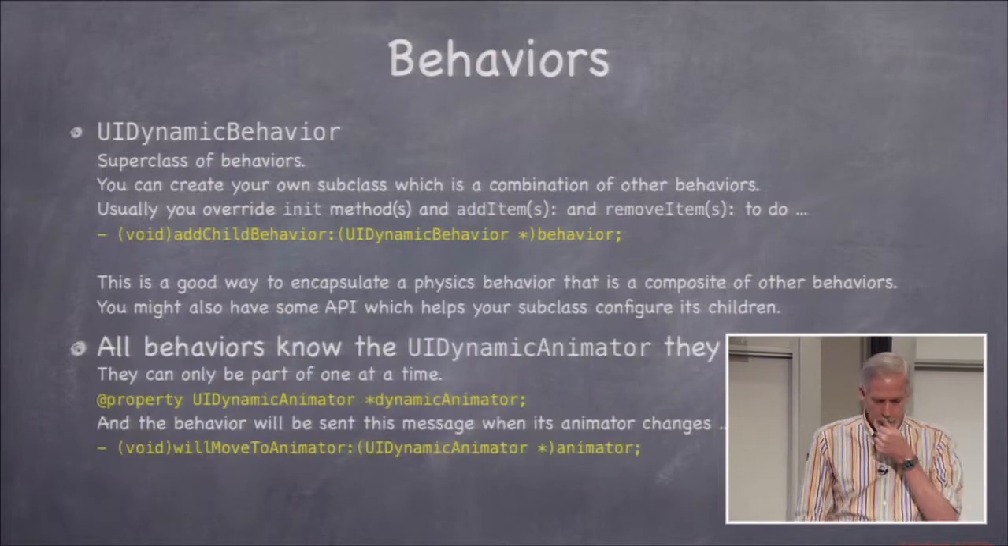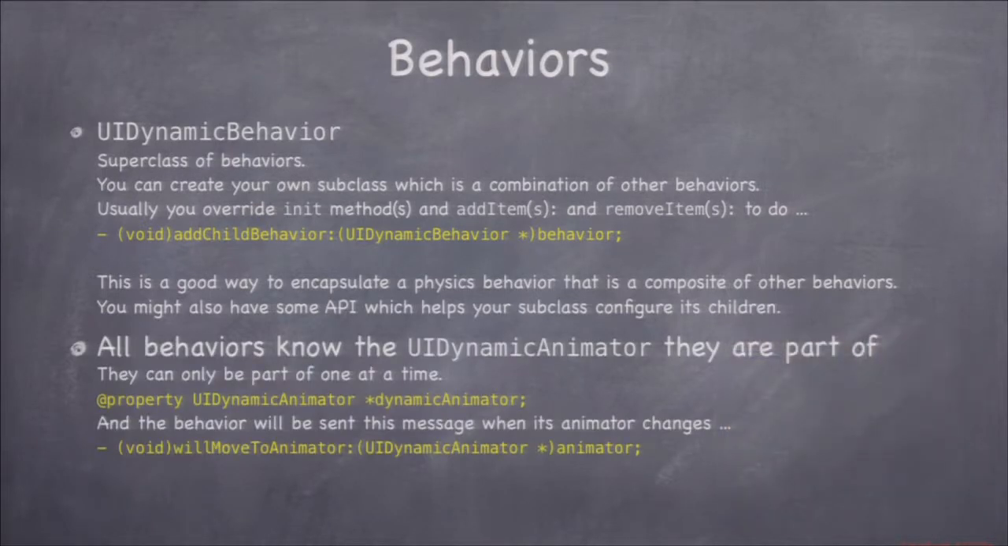What is more, all UI dynamic behaviors, gravities, collision, your own custom ones, whatever, they know what dynamic animator they are in. They have a property called dynamic animator, which says what dynamic animator they're in.